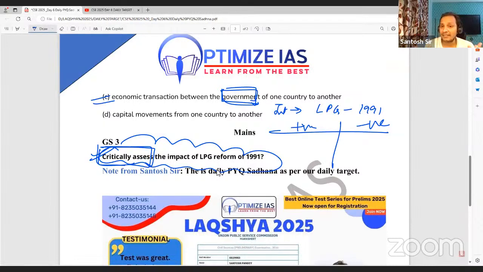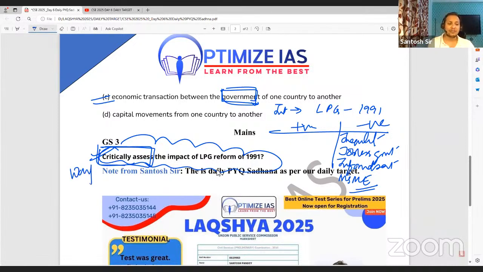So what is the negative? Negative is inequality. Second is jobless growth. Increased informalization. MSMEs have suffered. So these are some negatives. Then what will you write in the conclusion? You will write the way out. What are the things needed to improve the impact of the 1991 economic reforms?